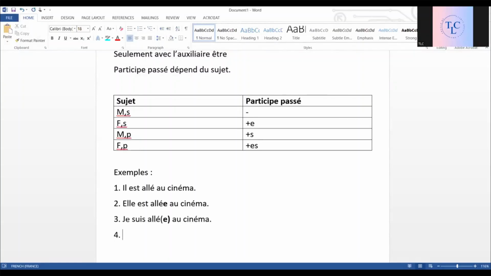And if it is ils sont allés, we add an s because the subject here is plural. Ils sont allés au cinéma. Okay, and here, elles sont allées au cinéma. Okay, we add es because the subject is feminine plural. Even if there is a name or a noun over here. Okay, for example, mes cousines, right? Feminine cousins, mes cousines sont allées. So in that case also we'll add es. Okay, it depends on the subject.